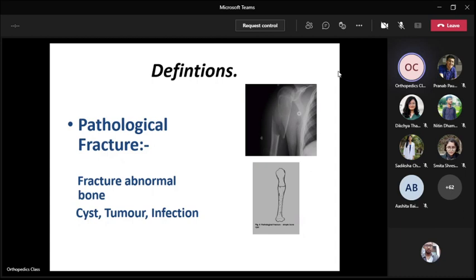In pathological fractures, the bones are so weak that even a minor trauma can produce the fractures. Like in conditions like bone cyst, tumor or infection. Even in old age, because of the osteoporosis, even a small amount of force is enough to produce the fractures. Why is this important?